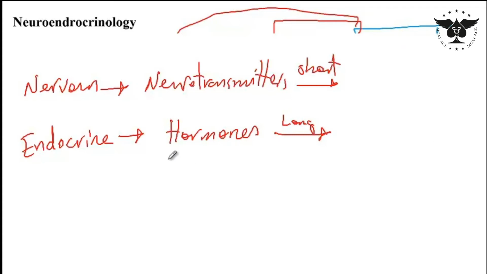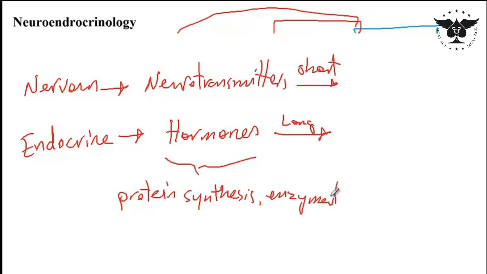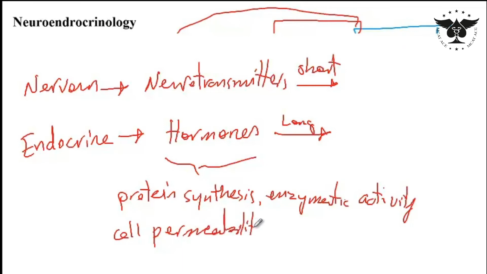Now, the effects that hormones can induce include, for instance, a change in the level of protein synthesis, or a change in the level of enzymatic activity. It can affect the secretory activity. It can affect the cell permeability by inducing activity of different channels. And it can also change the rate of different cellular activities, like for instance, mitosis.